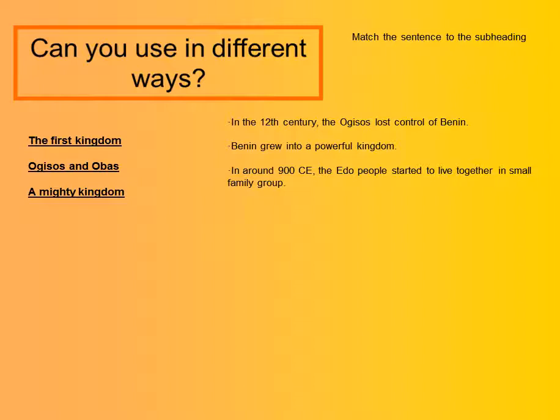And then a mighty kingdom. There's one more sentence which that could be, which is Benin grew into a powerful kingdom. So the clue there is the words mighty kingdom and the phrase powerful kingdom, which mean very similar sorts of things. So well done if you got those right.